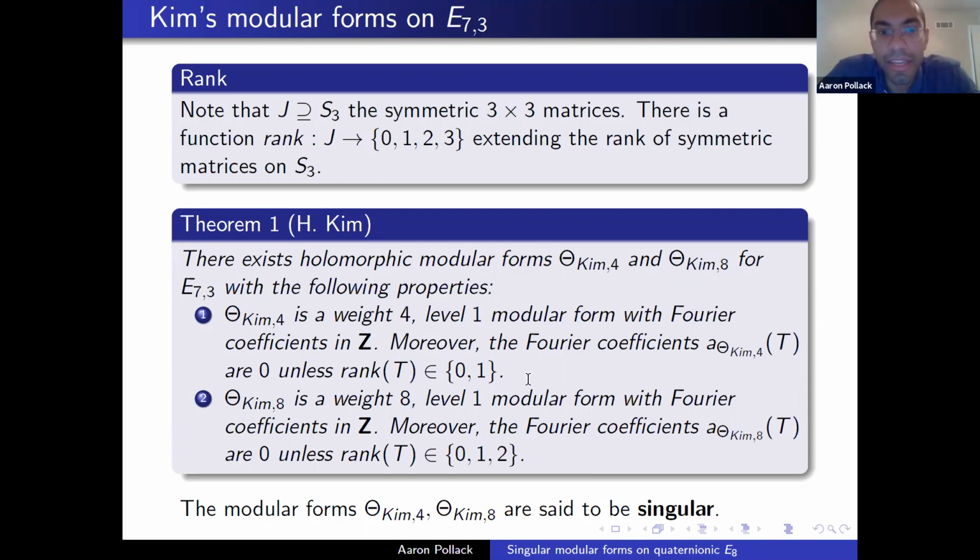So theta Kim 8 is a weight 8 level 1 modular form with Fourier coefficients in the integers, and all its Fourier coefficients are 0 unless the rank is 0, 1, or 2. So in particular, the rank 3 Fourier coefficients, the non-degenerate ones, are 0. And so one says that these modular forms are singular because the Fourier coefficients are supported on the singular matrices.